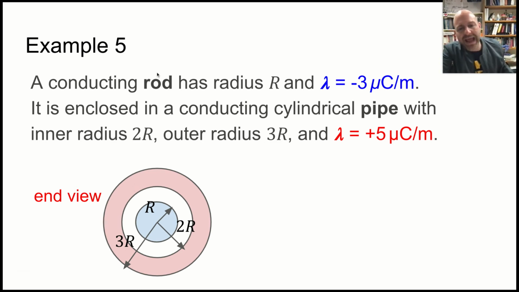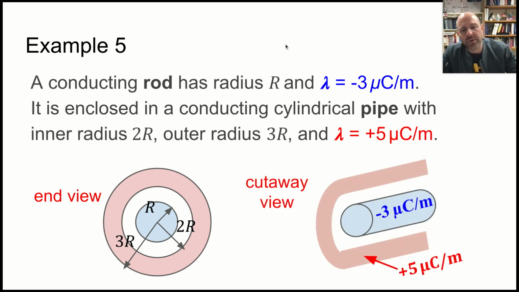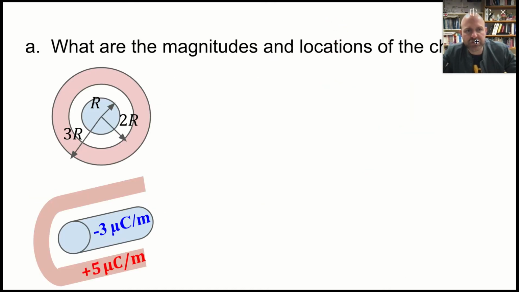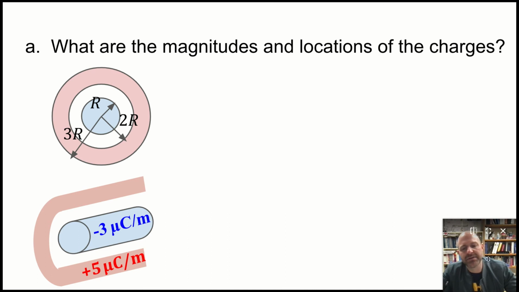And so what we have is a linear charge density of positive on the outer shell and of negative on the inner rod. And if we were to cut it away, this would be kind of what it looks like, right, in a force perspective. So what are the locations and magnitudes of all the charge? So we have microcoulombs per meter here. And so we don't need to actually convert this to absolute amounts of charge. We can just keep it in terms of charge densities.